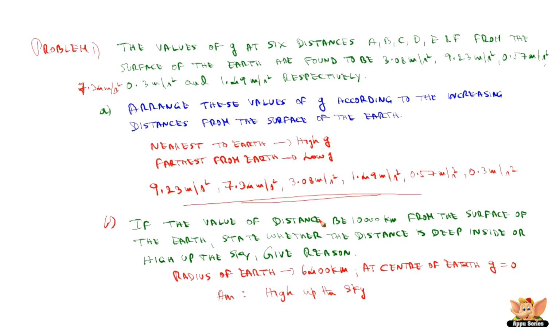Because the point F is 10,000 kilometers from the surface of the Earth, whether it is deep inside or high up the sky is what we need to conclude. Now F does have an acceleration as per the question, because at F, g is given as 1.49 meter per second square. So there is an acceleration, and 10,000 kilometers is much greater than the radius of the Earth. And if it were deep inside, at the center of the Earth, g is 0. So with all this data, we conclude that the point F is high up the sky.